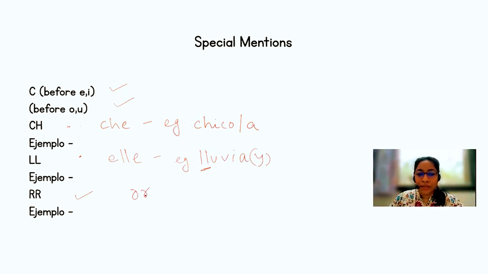When you put double R together, it sounds like the engine of a car. Rrr. You don't have to pronounce it very strongly. However, you should be able to make out the difference between the single R that we saw for R, and now we have double R. Let's look at one example. Carro. Carro is a car. Or burro. Donkey. Carro or burro.